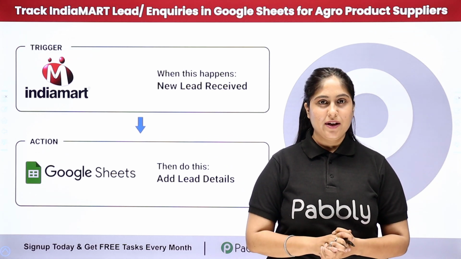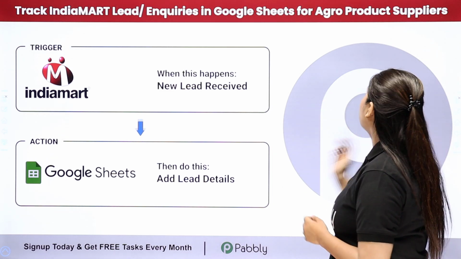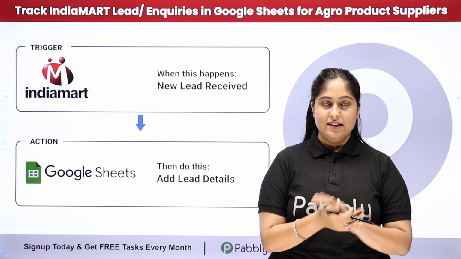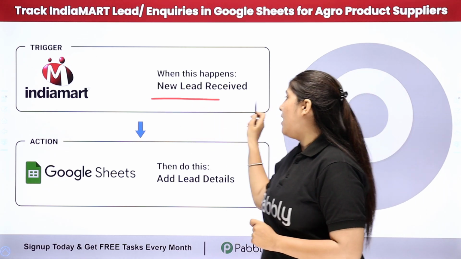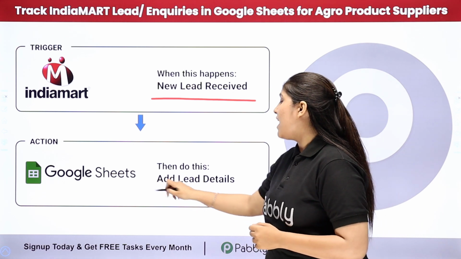In this video, we are going to understand how to track IndiaMART leads or inquiries in Google Sheets for agro product suppliers. So as a seller on IndiaMART, I receive a lot of new leads. Now here my objective is that whenever I receive a new lead through my IndiaMART, then automatically all the lead details should be added over here in my Google Sheets as a new row.